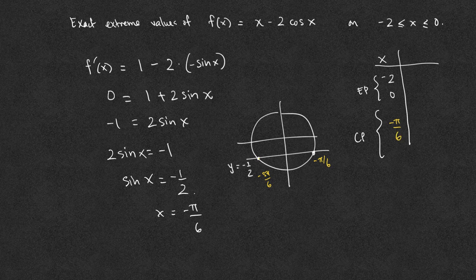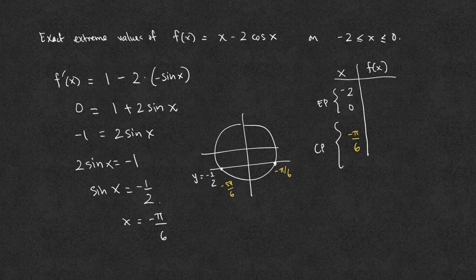We then plug these into the given function f of x equals x minus 2 cosine of x and evaluate them. F of -2 is -2 minus 2 times cosine of -2. F of 0 is 0 minus 2 cosine of 0. F of -pi over 6 is -pi over 6 minus 2 times cosine of -pi over 6. We won't be able to use a calculator to obtain the absolute extreme value in this case, because if we were to use a calculator, most likely we will get a decimal approximation. To get the exact extreme values, we would need to determine out of these three values which one is the smallest and which one is the largest.